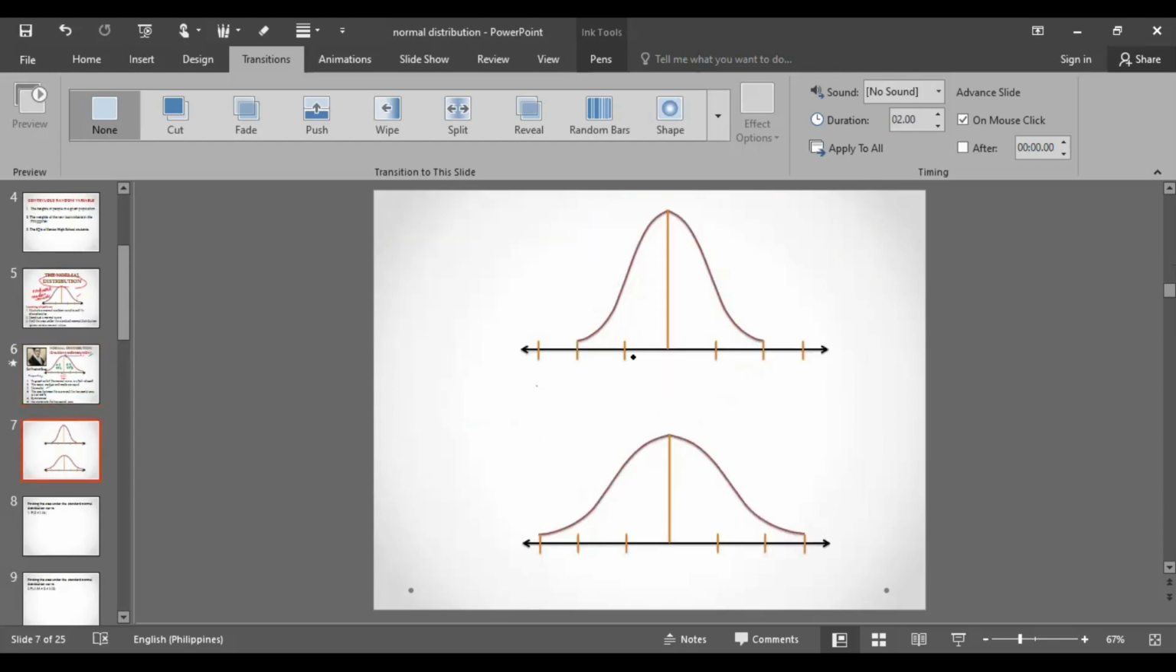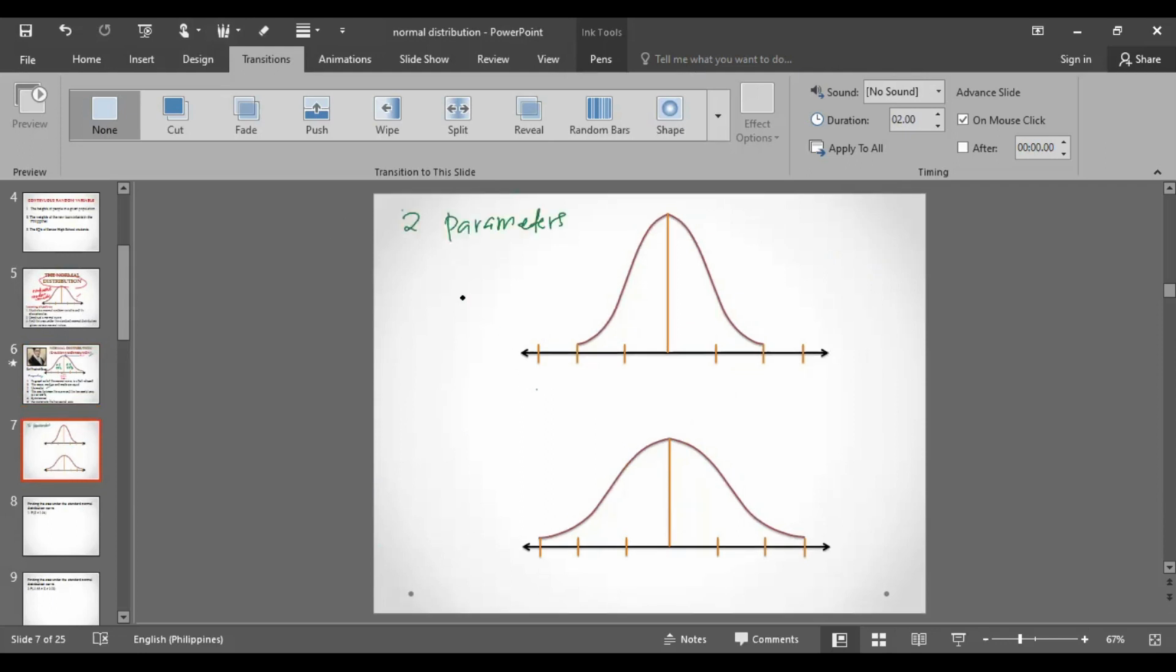The graph of normal distribution is characterized by 2 parameters. And what are those parameters? The mean or average, which is the maximum of the graph and about which the graph is always symmetric. And the other one is the standard deviation, which determines the amount of dispersion away from the mean. So a normal curve can assume any values for the mean and standard deviation.